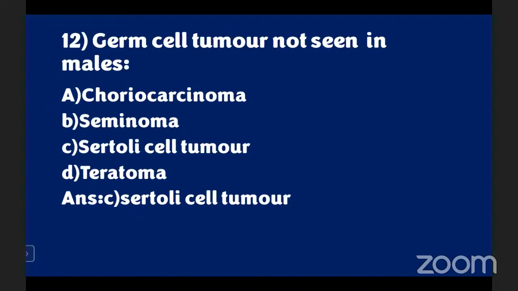Next one is germ cell tumor not seen in males. Option A, choriocarcinoma. Option B, seminoma. Option C, Sertoli cell tumor. Option D, teratoma. Answer is option C, Sertoli cell tumor.